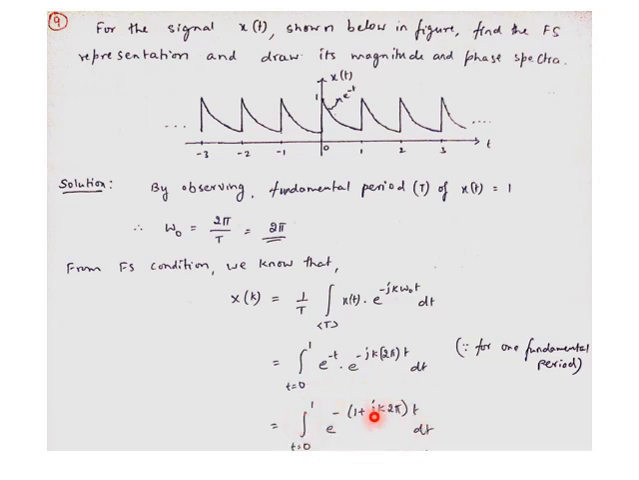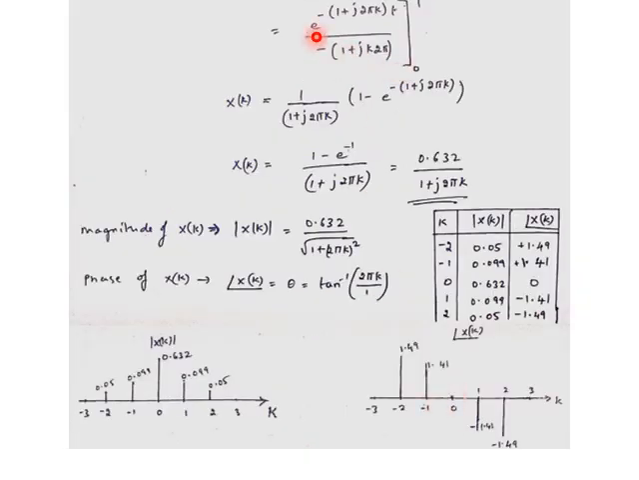What is going to happen if I take the integration? E to the power minus some constant times t, divided by minus of that constant. That constant should come in the denominator. Then I have to apply the limits 0 to 1. So take that condition: exponential of minus (1 plus j 2 pi k) t divided by minus (1 plus jk 2 pi), with limits 0 to 1. If I apply the limit for t equal to 0 to 1, it is the upper limit first minus the lower limit.